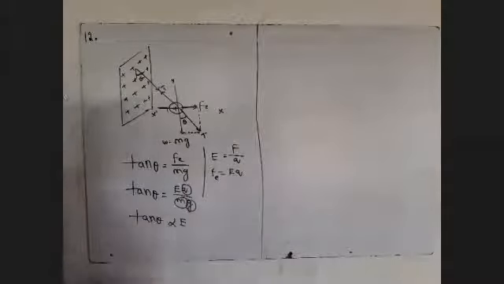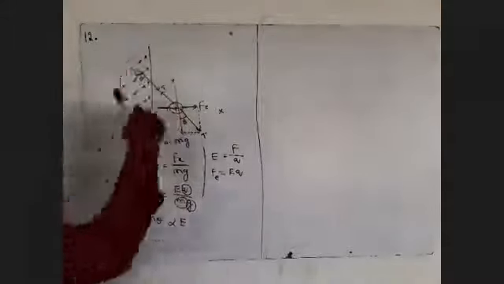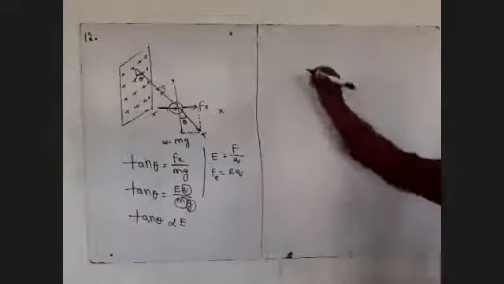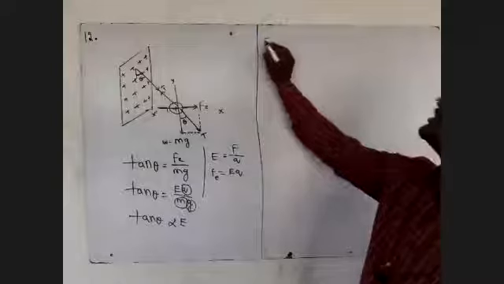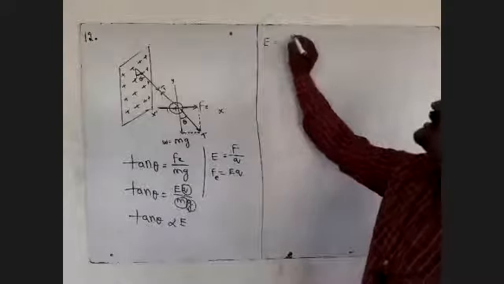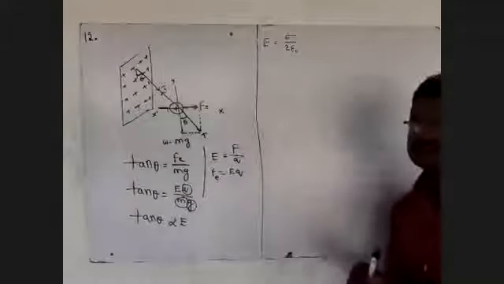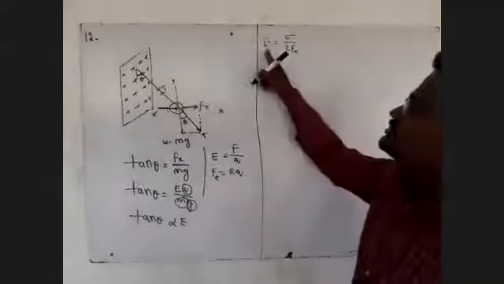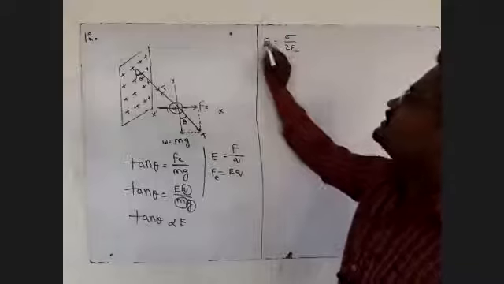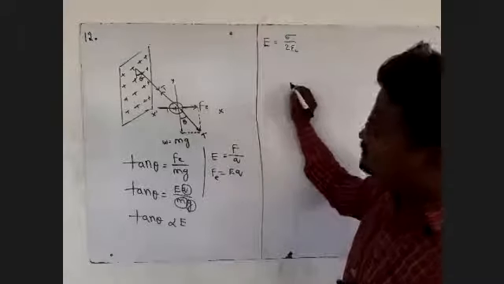But E here is for an infinite plane sheet. Infinite plane sheet means what is the formula? For an infinite plane sheet, E is equal to sigma by 2 epsilon naught. This is the infinite plane sheet formula. So E is equal to sigma by 2 epsilon naught.